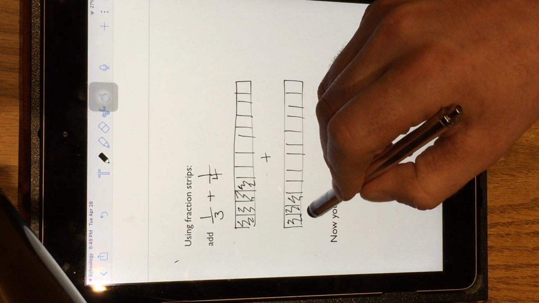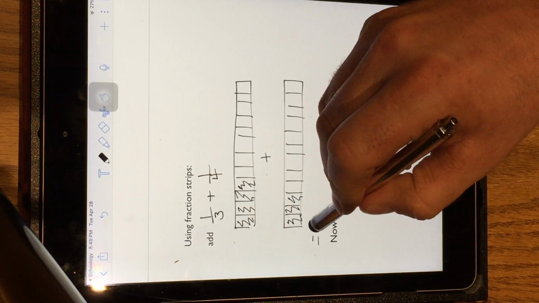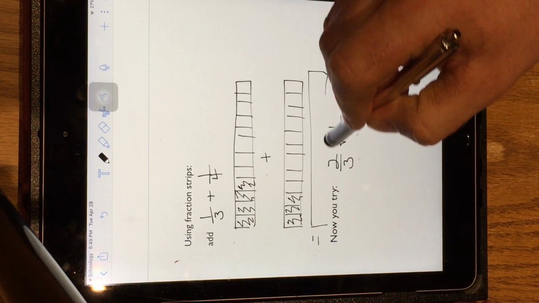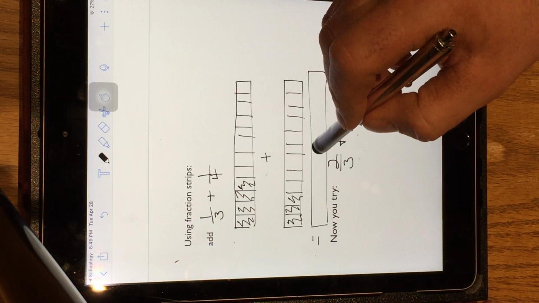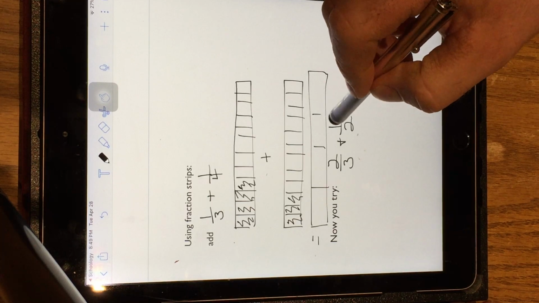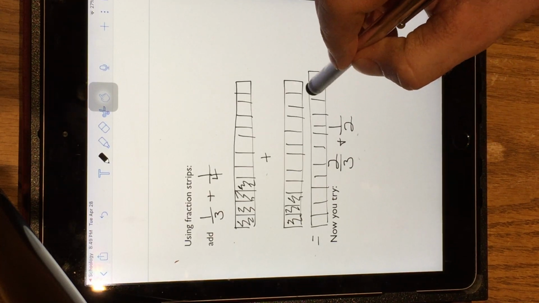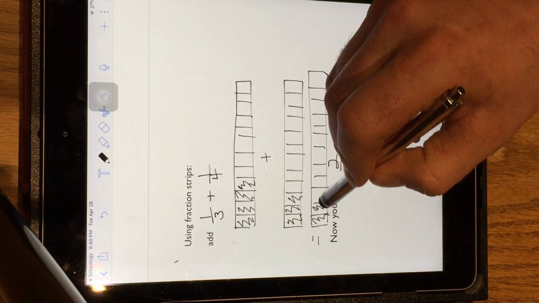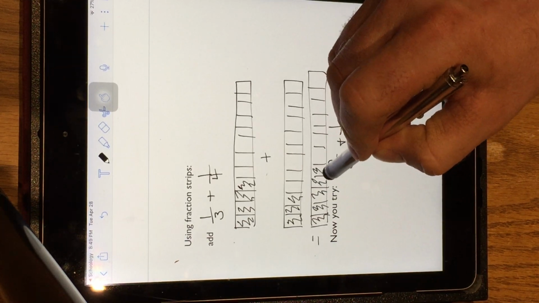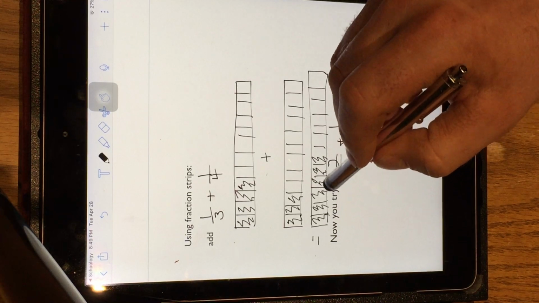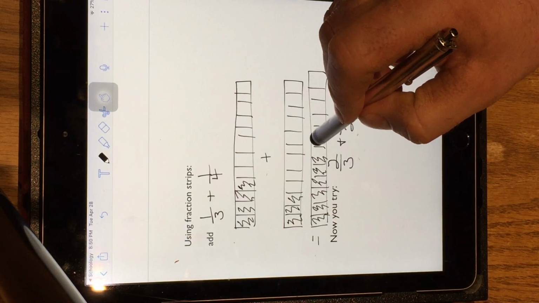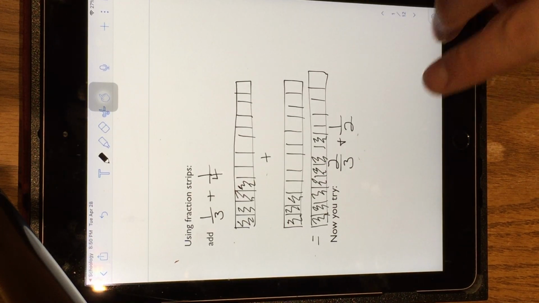And when we add that, this is going to equal 7/12. 3 plus 4 is 7. And we keep our common denominator of 12. I'm going to shade in 7 sections. 1, 2, 3, 4, 5, 6, 7. So it's just a little over half.